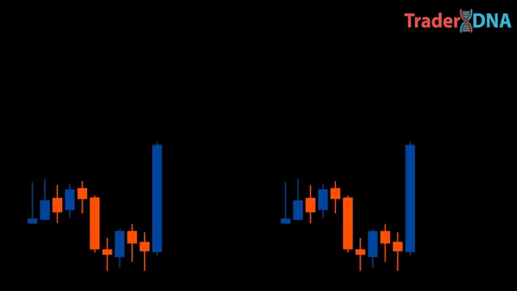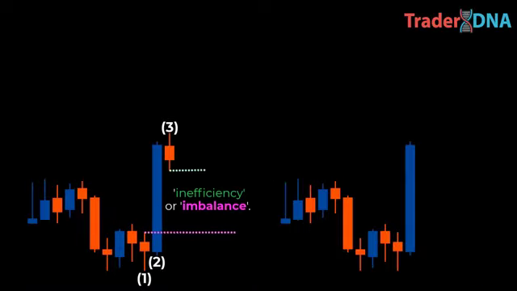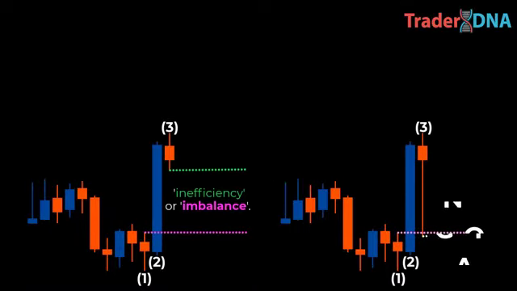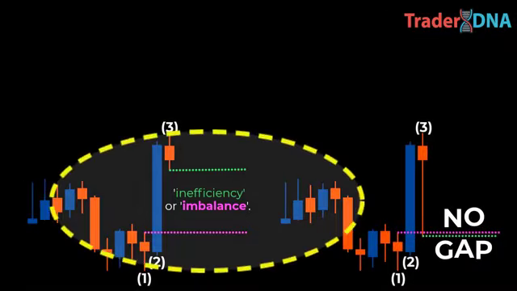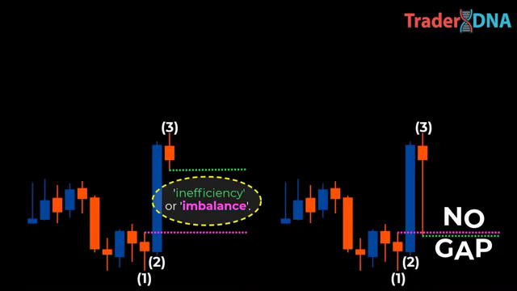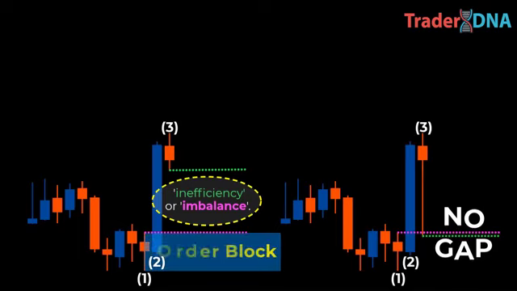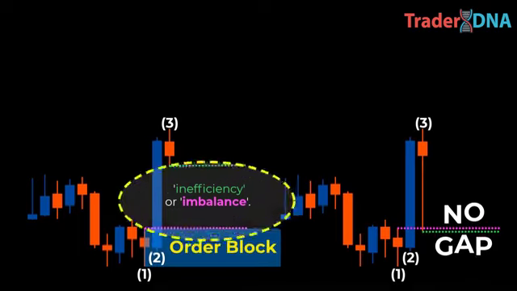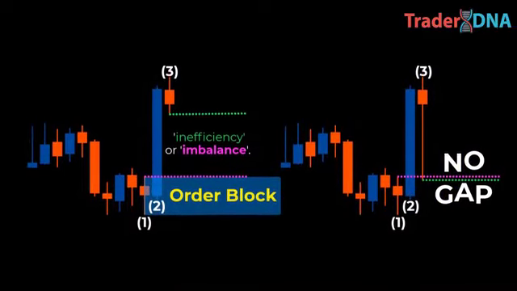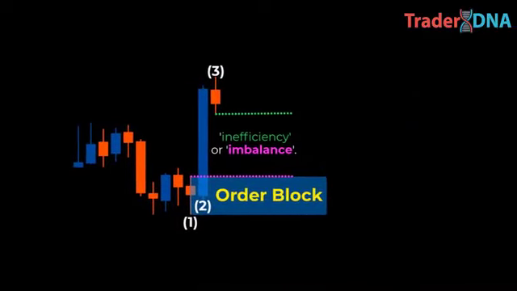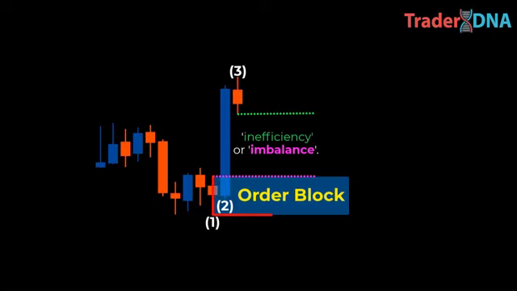On the left, there's a gap between the first candle's upper wick and the third candle's lower wick, while on the right, the wicks intersect with the candle bodies, so there's no gap. This gap is what we call inefficiency or imbalance. Even though both setups show significant upward movement, only the left one is a valid order block because it has inefficiency. To draw the order block, take the first candle before the inefficiency and draw a rectangle from the top wick to the bottom wick.